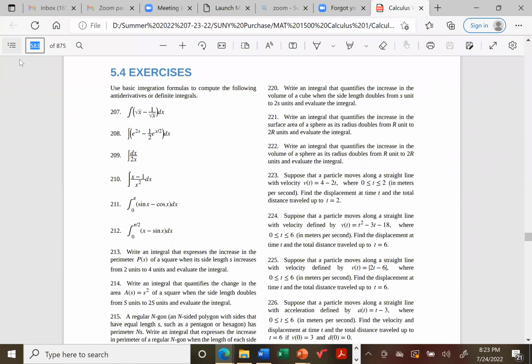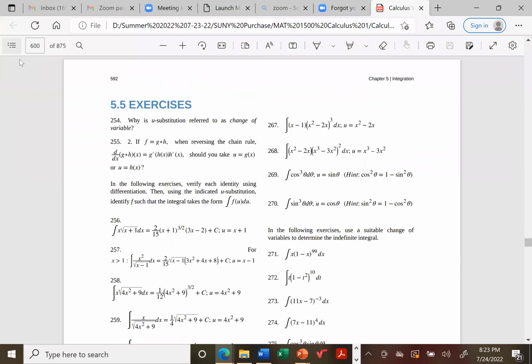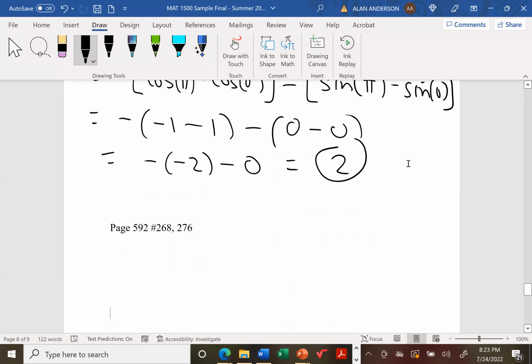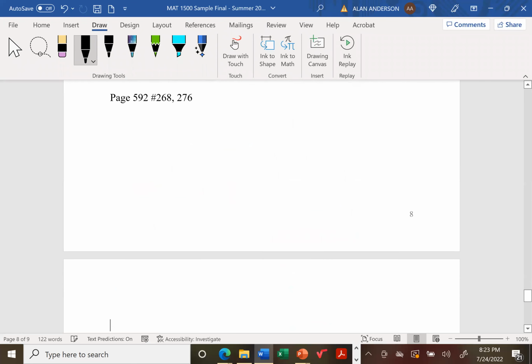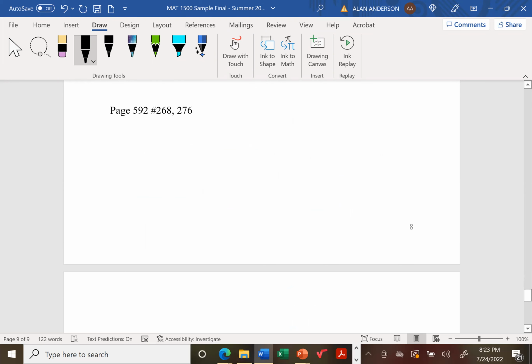Let's see, I'm going to go for page 600. Oh my God, I'm getting so good at this. All right, so the one we want is number 268. Now here they're being helpful with us for some reason. This is meant to be done with not only u substitution, but they're even telling you which one to use as u, which is a little unusual. I don't remember seeing that before. But you know what? You take all the help you can get.